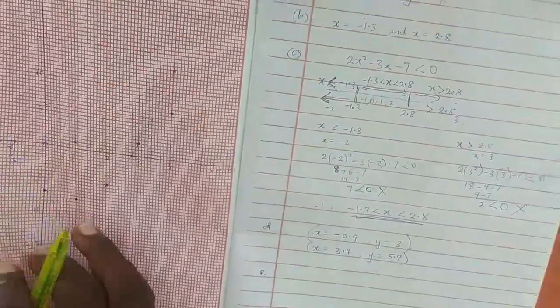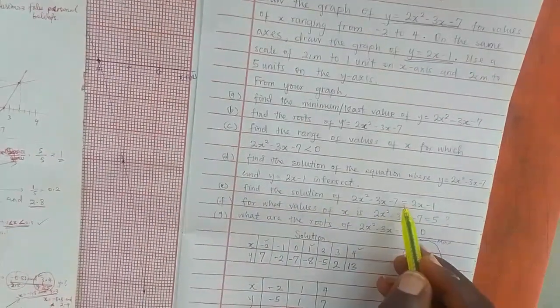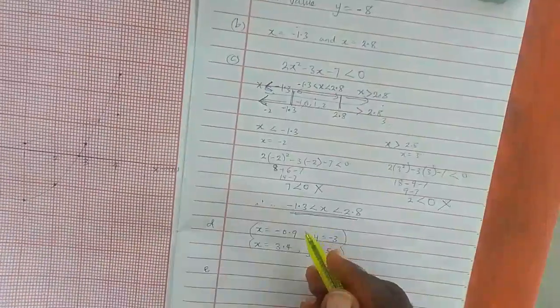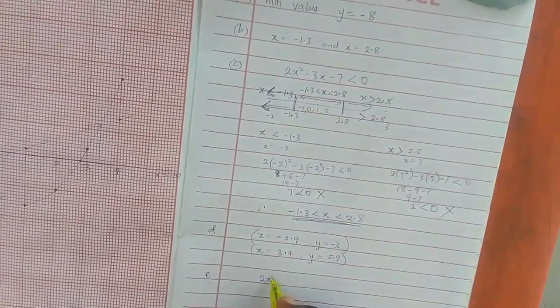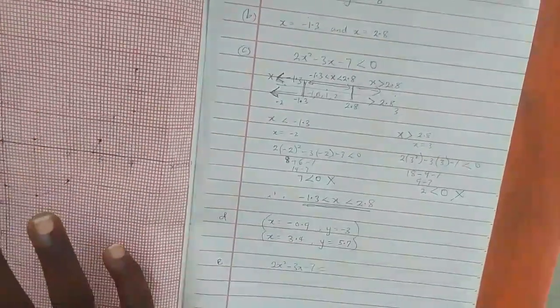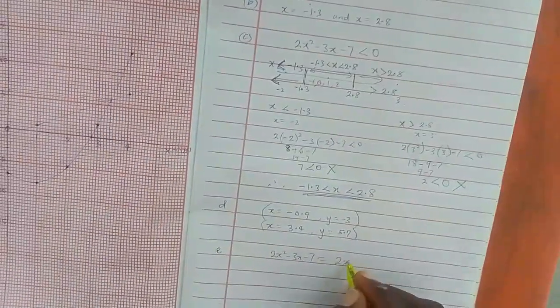E. E says find the solution of this. This is the curve intersecting the line. So it's just like this one. We have 2x squared minus 3x minus 7 equals 2x minus 1.